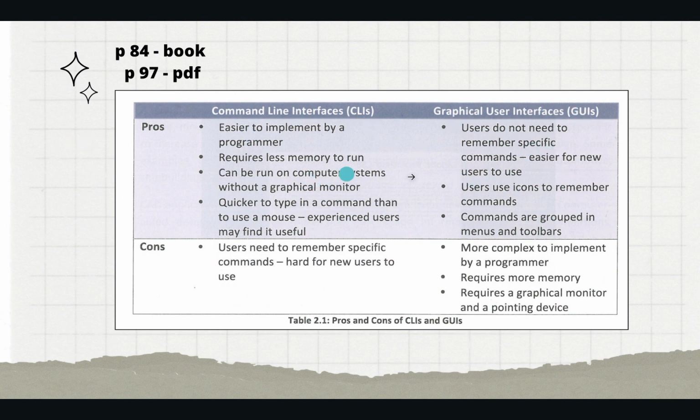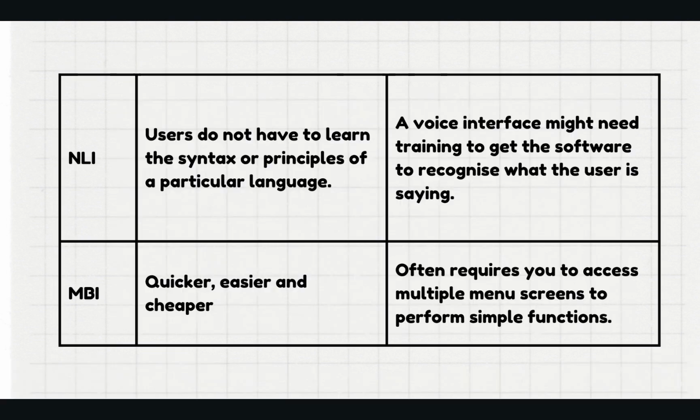Graphical user interface. The pros are that users do not need to remember specific commands, and it's easier for new users to use. Users use icons to remember commands. Commands are grouped in menus and toolbars. Its cons are that it's more complex to implement by a programmer, requires more memory, and requires a graphical monitor and pointing devices. So you can again learn only one of them, and that's all I think you need to know for your formative or summative assessment.